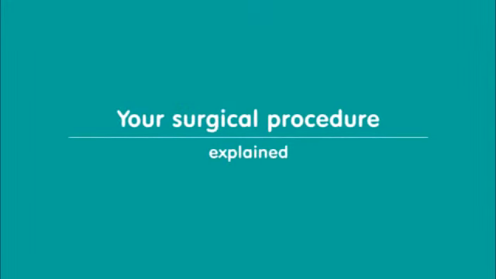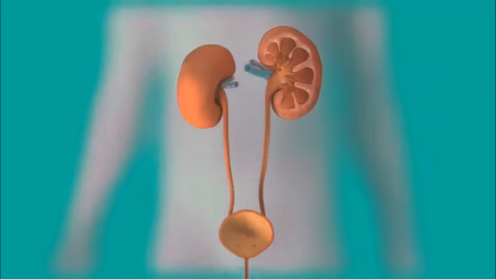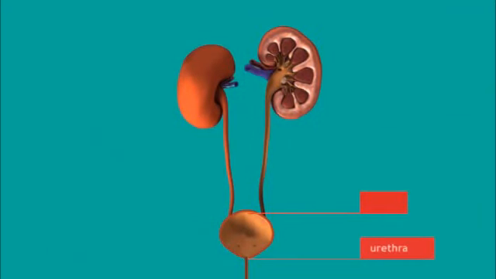Your doctor has recommended that you undergo a ureteroscopy. During this procedure, a ureteroscope with a tiny fiber optic camera is inserted through the urethra and bladder into the ureter or kidney.